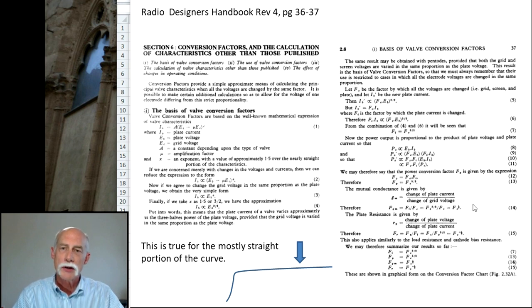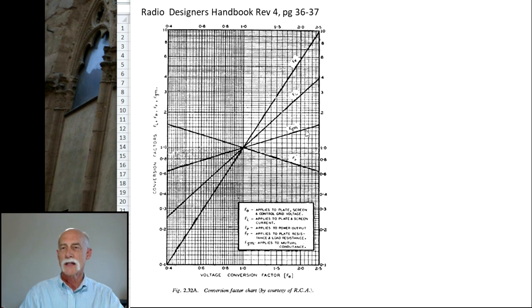But then he goes into the relationships between power and voltage and current, and gets into mutual conductance and plate resistance and so on and so forth. And then he pops out this nomograph and he says, if you have the voltage conversion factor here, and the conversion factors based on GM or a few other things, you can use a curve here, put some input numbers in, and get a point out. A point for screen voltage, or screen current, or plate current.